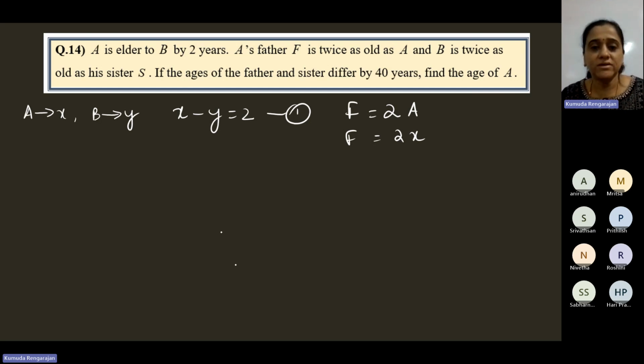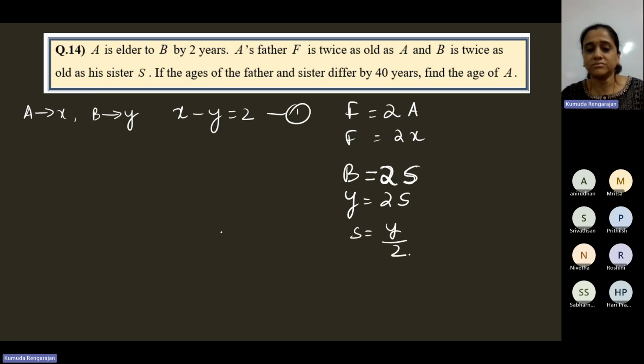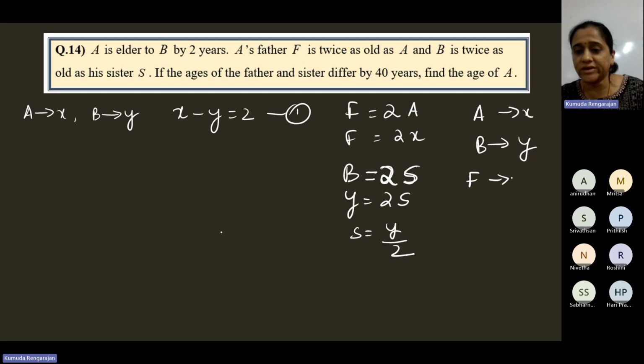And B is twice as old as his sister S. B is twice means 2 into his sister S's age. So what is B? Y. Y is equal to 2S. So S is equal to Y by 2. See, so we have A is X, B is Y. Then this character F is 2X and the character S is Y by 2. So we have expressions for everybody in X and Y. And we also constructed the first equation.